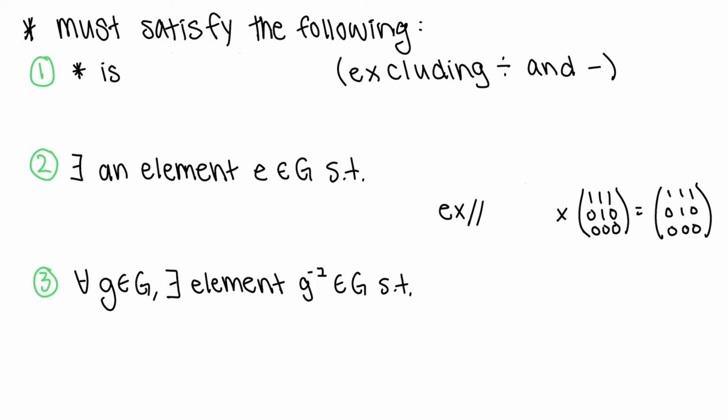First of all, the binary operator must be associative. Notice right away that this excludes division and subtraction. We know from previous experience in math that neither of these operands are associative. The associative property looks like the following.